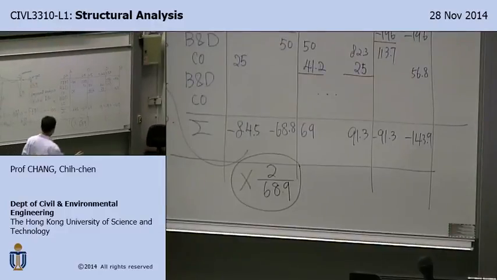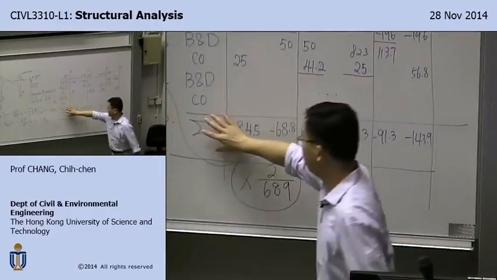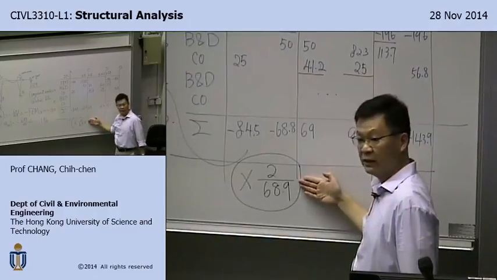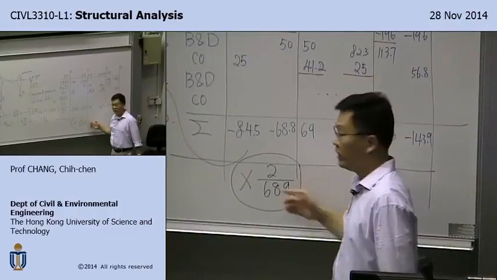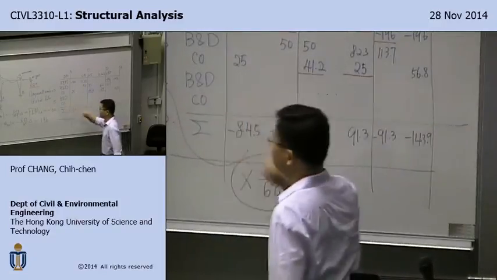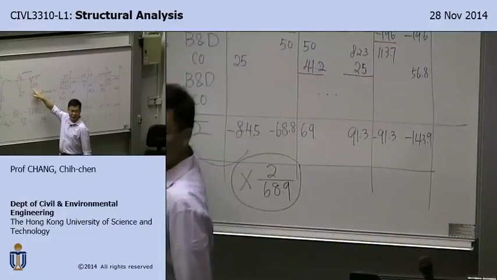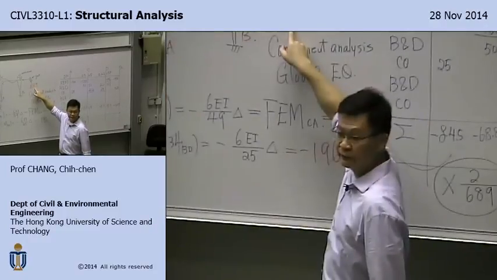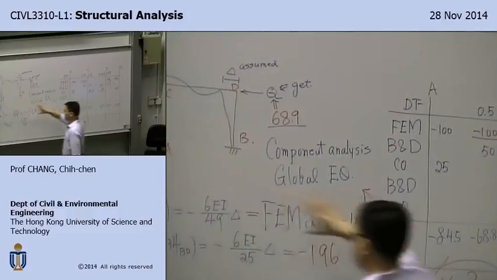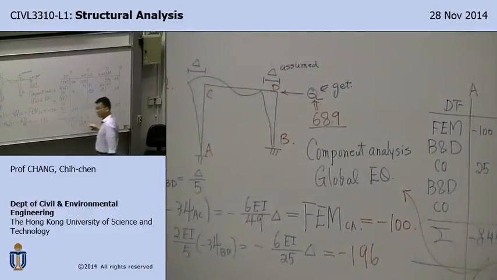Yeah, right. All the results you obtain here have to be scaled by this factor. Because this result corresponds to Q equal to 68.9. But we only need to have 2. So you need to take everything and scale by this factor.